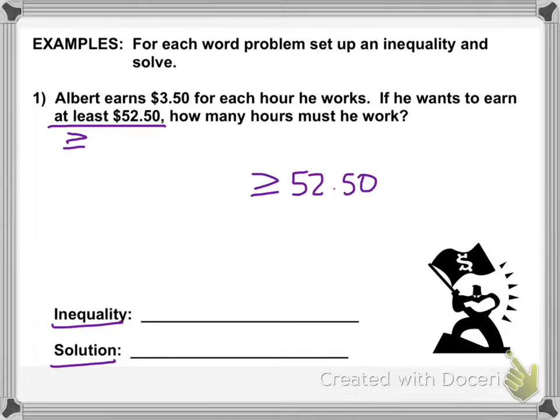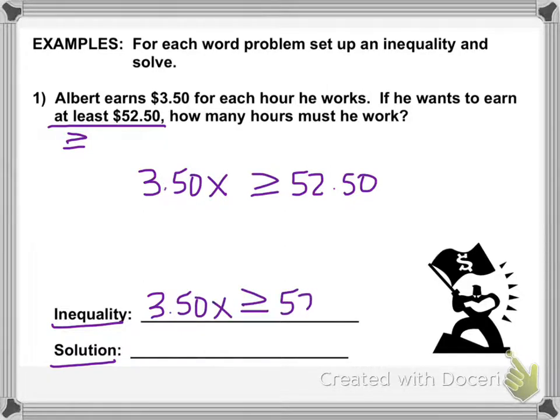Well, he earns $3.50 for each hour. So that's going to be $3.50 times the number of hours he works. So here is our inequality. $3.50 times our variable is greater than or equal to $52.50. So he's got to earn more than how many hours to make at least $52.50.